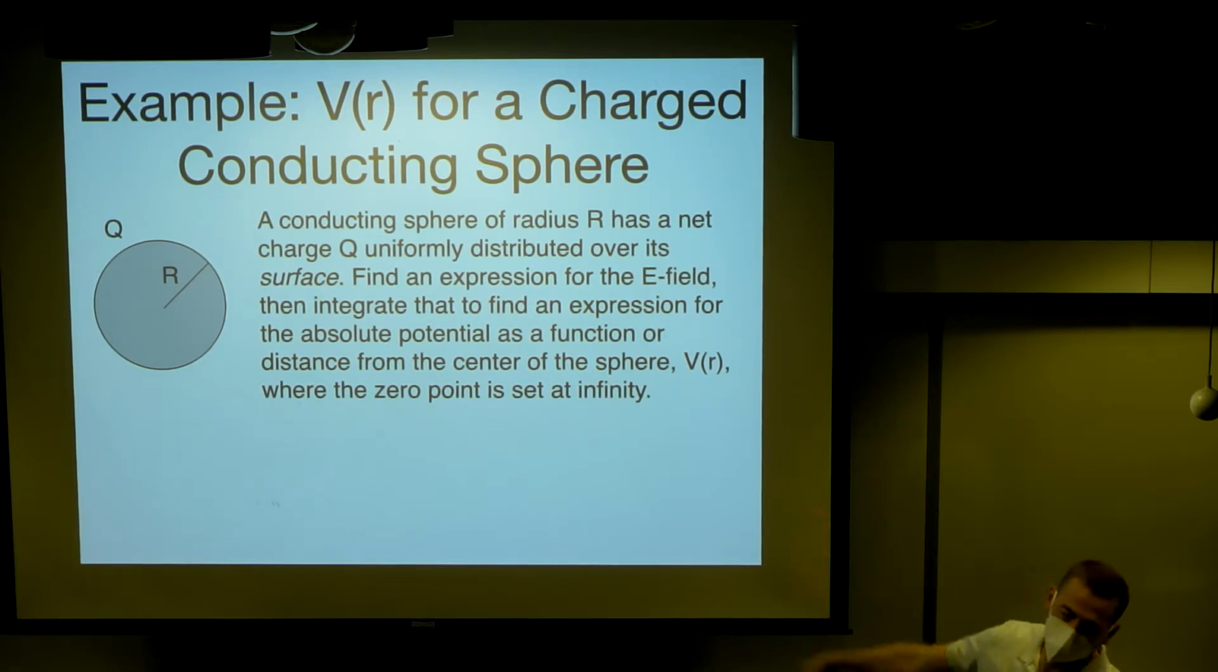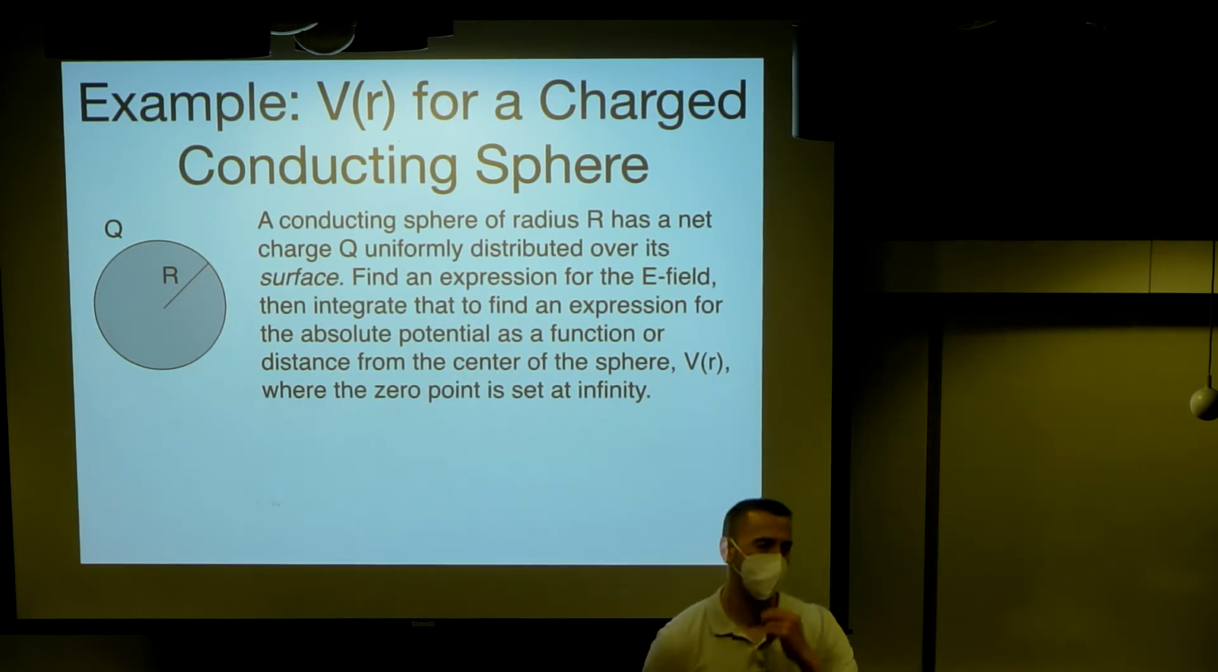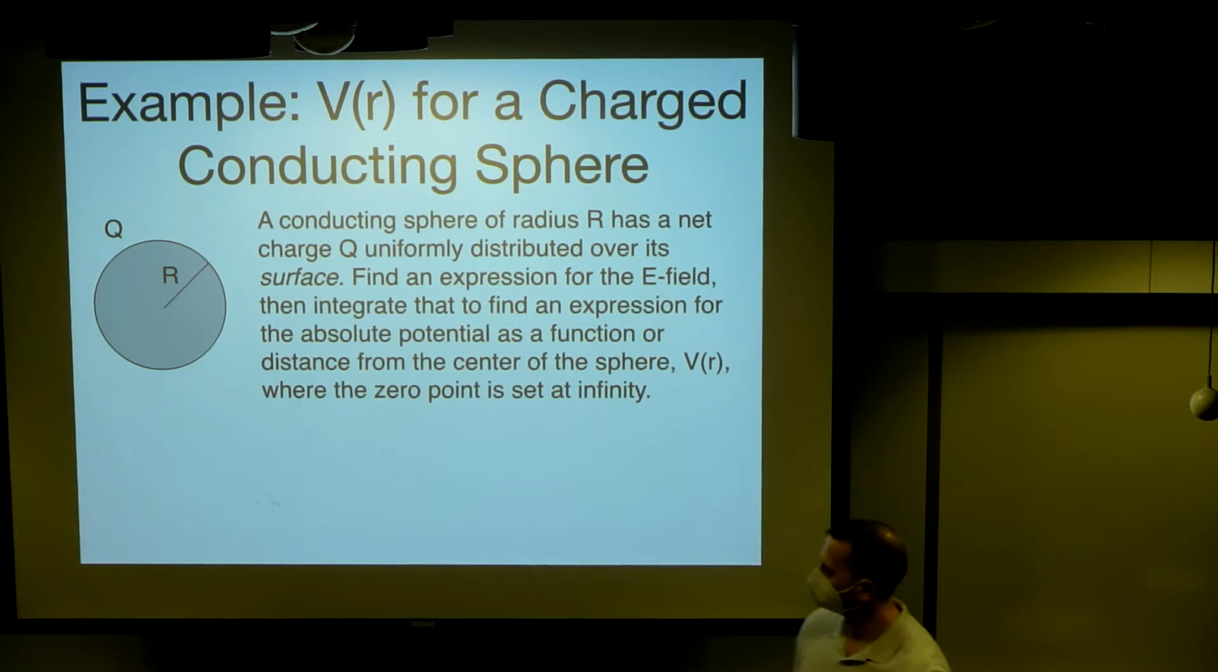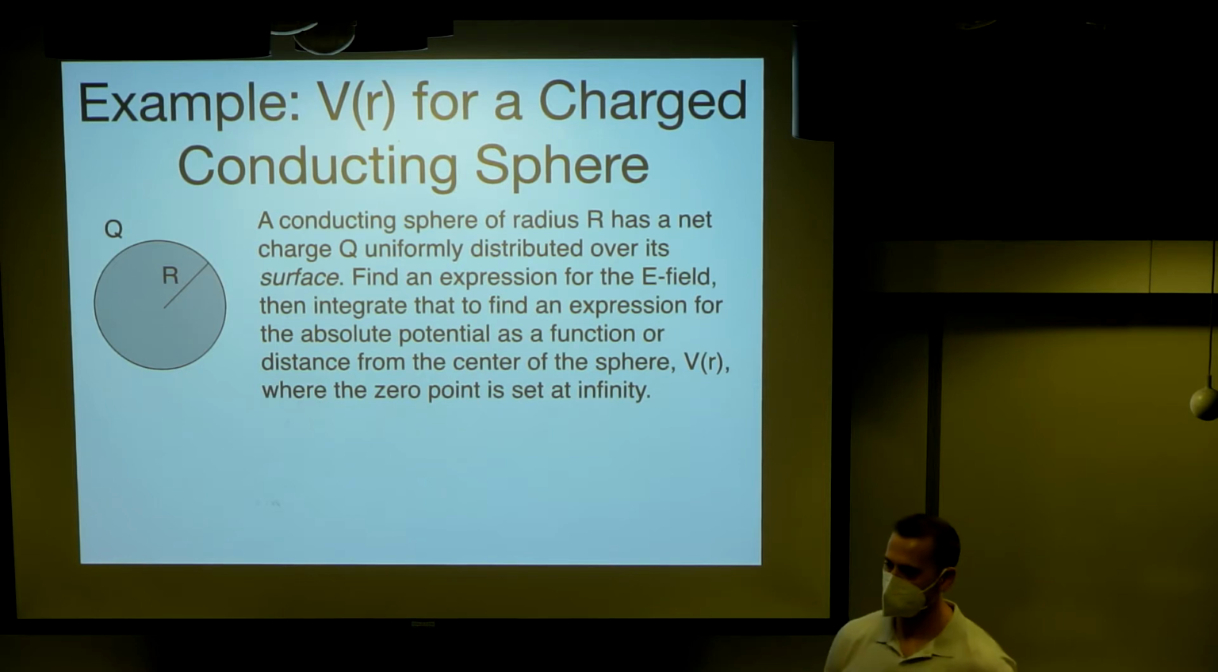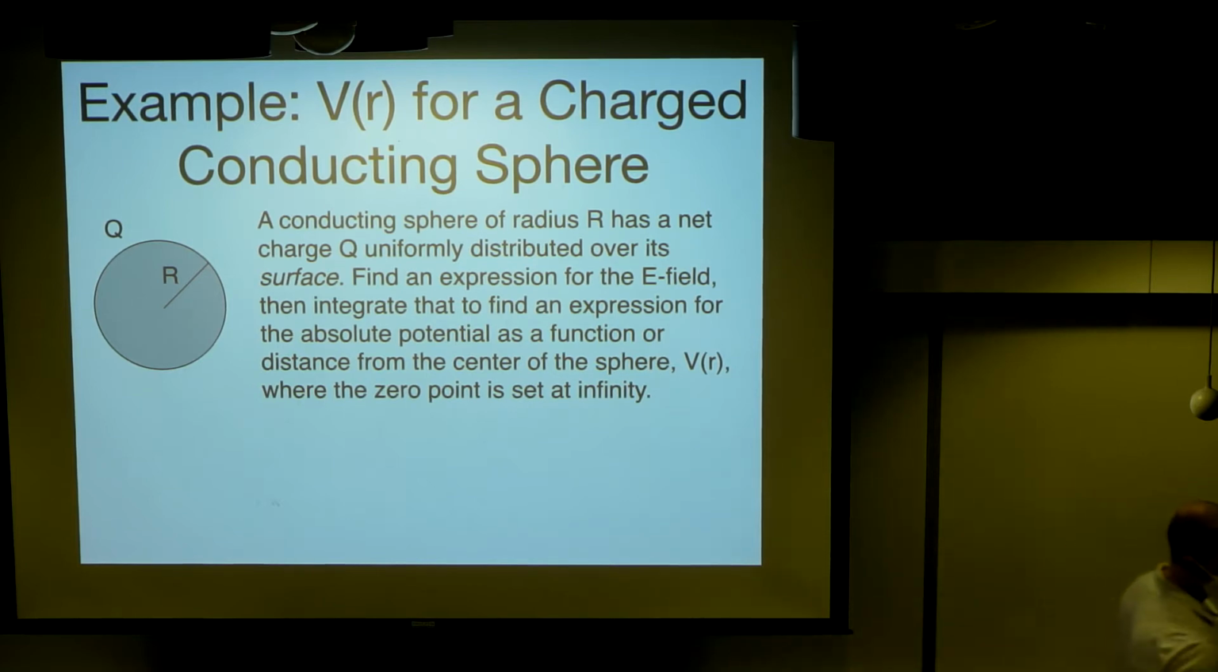And in order to do this, remember, we need to set the 0 point somewhere. We have to choose some point in space to say, at this point, V is going to be 0. And so just for the purposes of calculation, we're going to set that to be at infinity. Okay? So we'll set the 0 point at infinity, and then we'll figure out what this function V of R is. Make sense?